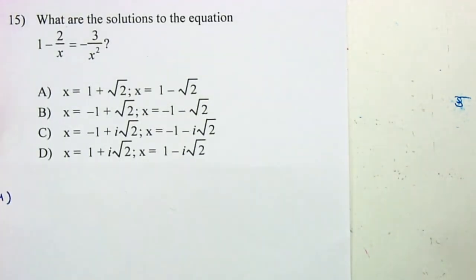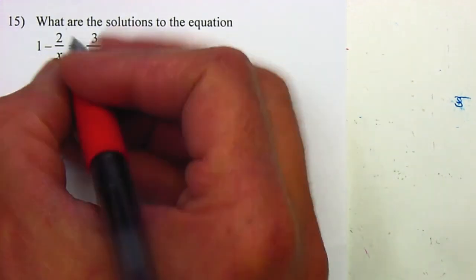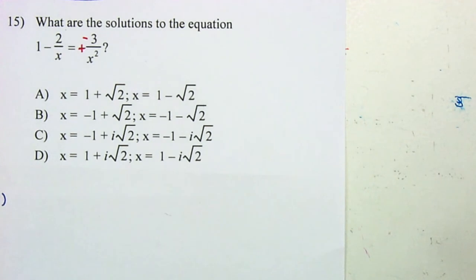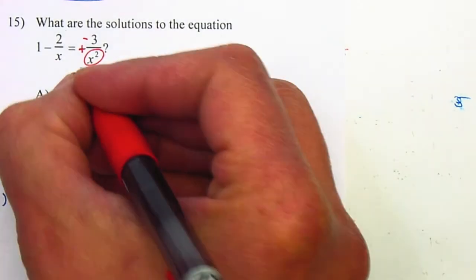And the last problem, number 15. What are the solutions? Remember, let's make this a positive and this the opposite. So let's bring the negative to the top, just like we covered on problem number 2. Factor the denominators. So I can rewrite this as x times x.